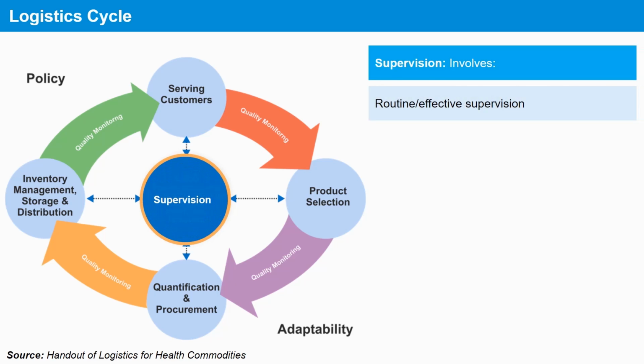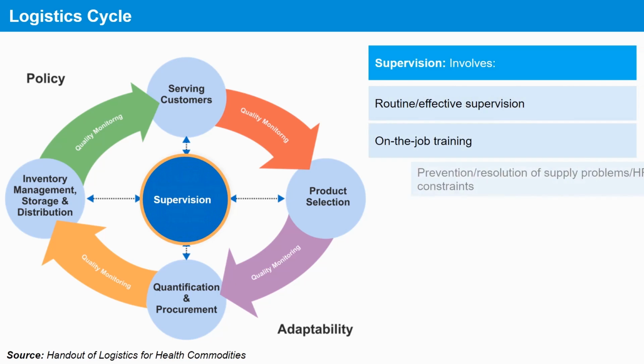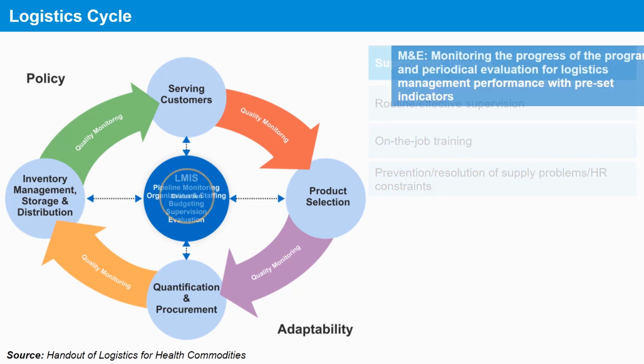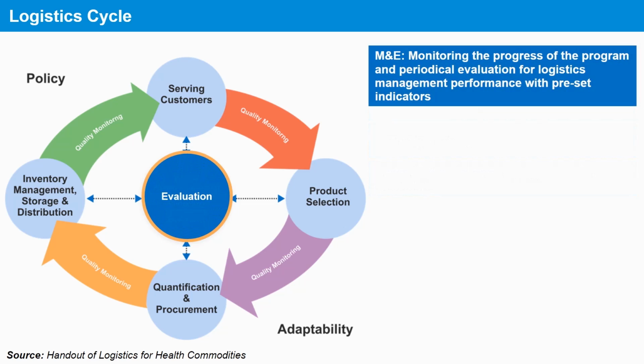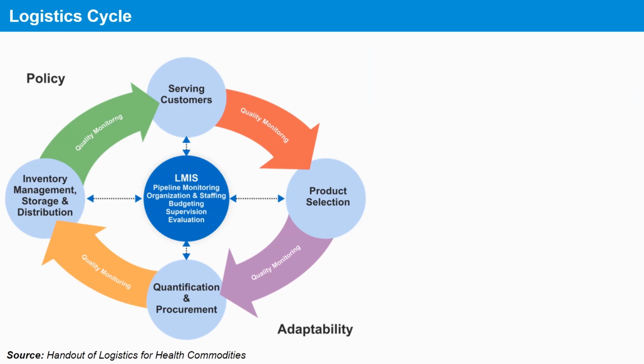Supervision involves routine and effective supervision coupled with on-the-job training and helps to both prevent and resolve supply problems and human resource constraints. M&E includes monitoring ongoing progress and periodical evaluation of logistics management performance with preset indicators.